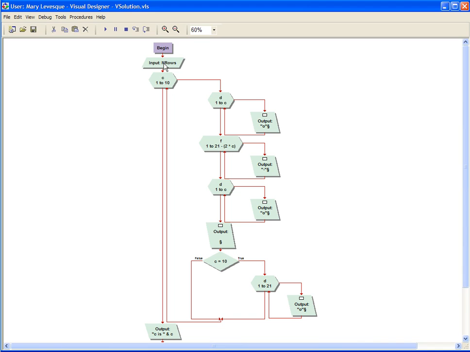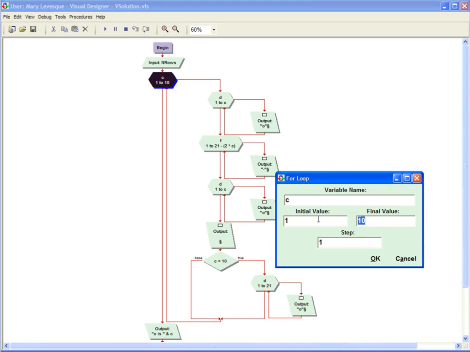Now I'm going to need to change this flowchart. Any place I have a hard-coded number can't be. It has to be a variable, except maybe the numbers 1 and 2, because they're always going to be the same. So let's take a look at what we need to do. First of all, C being 1 to 10. Nope. My final value is going to have to be n rows.